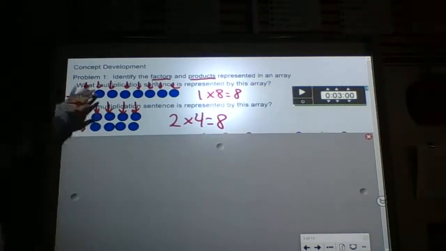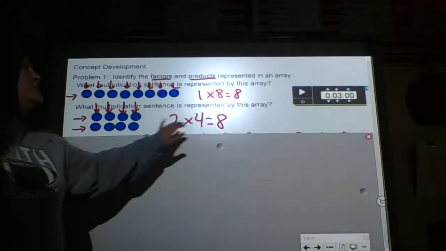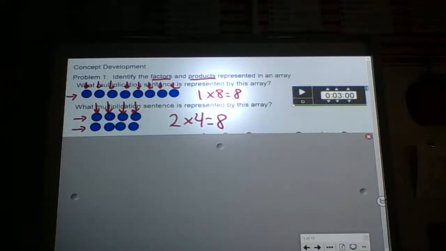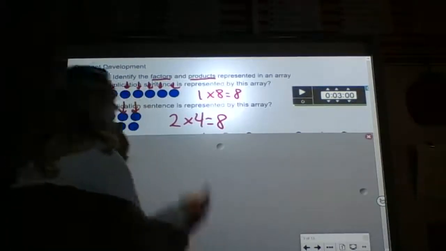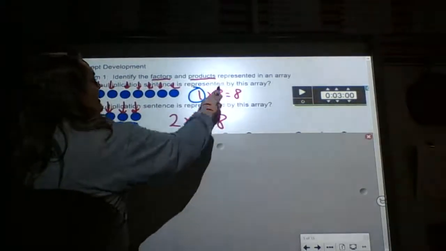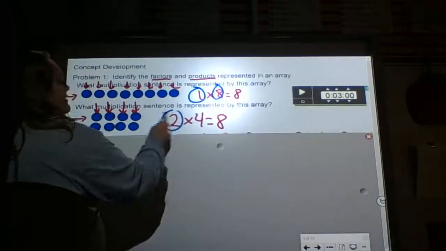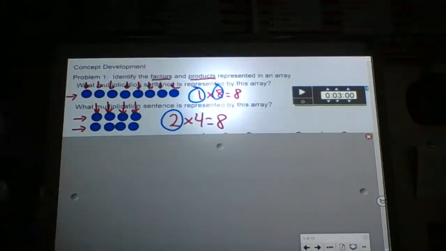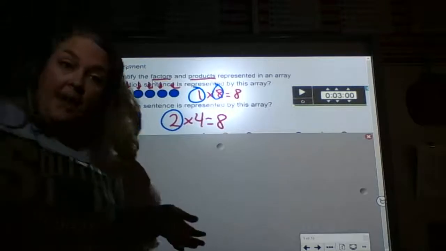I arranged it 2 different ways in 2 different arrays. I can do 1 times 8, and I can do 2 times 4 and get 8. So because I can arrange it in 2 different ways, and because 8 has the factor 1, the factor 8, the factor 2, it has more than 2 factors, so we would call this number composite, right?